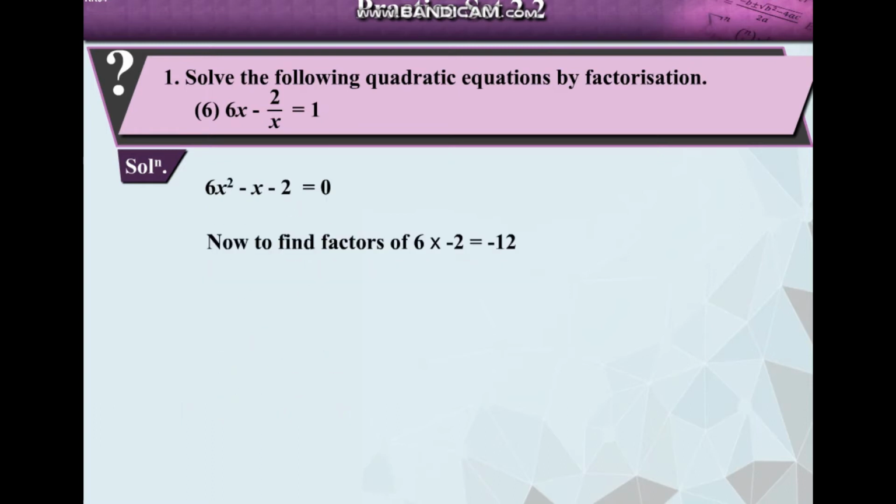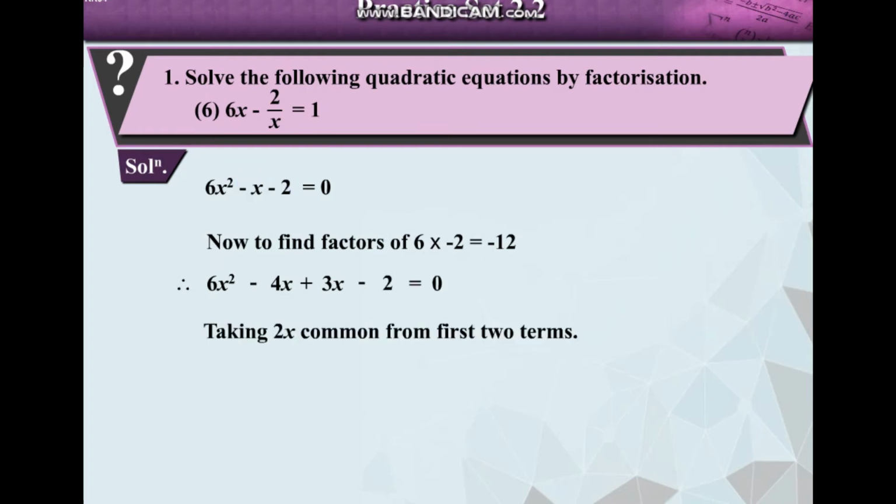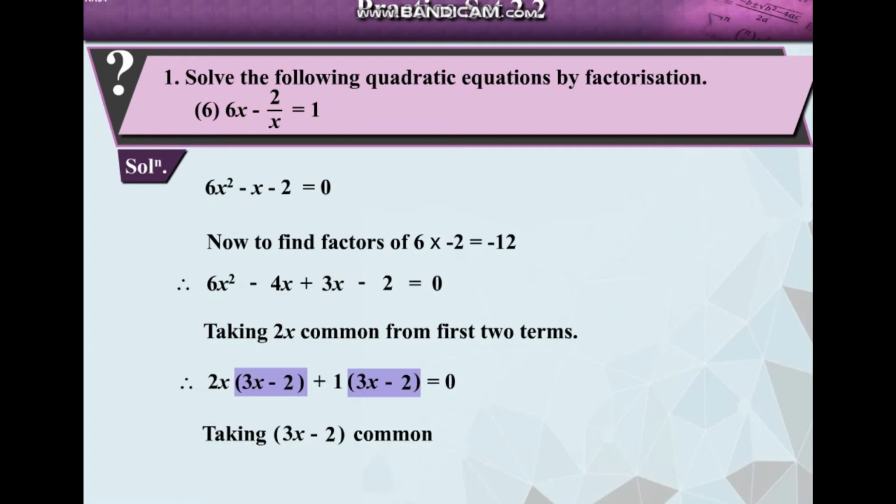Now, to find factors of 6 multiplied by minus 2 is equal to minus 12: minus 4 and plus 3, with sum minus 1 and multiplication minus 12. Therefore, 6x square minus 4x plus 3x minus 2 is equal to 0. Taking 2x common from first two terms, 2x multiplied by 3x minus 2 plus 1 multiplied by 3x minus 2 is equal to 0. Taking 3x minus 2 common, we get 3x minus 2 multiplied by 2x plus 1 is equal to 0.